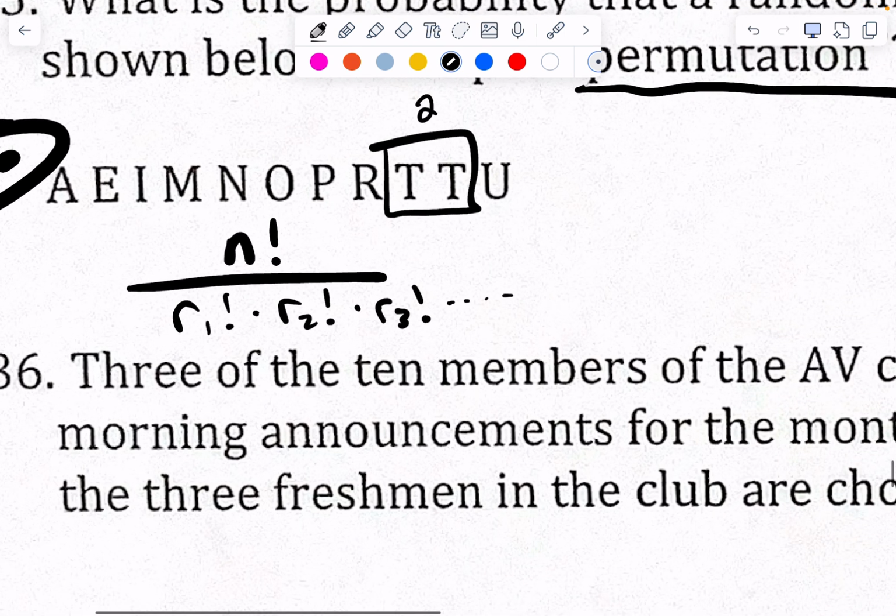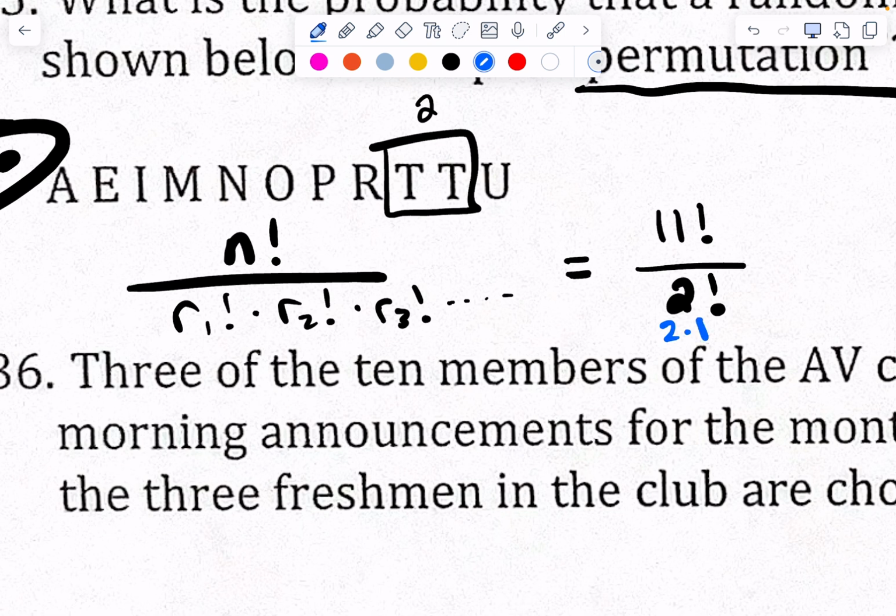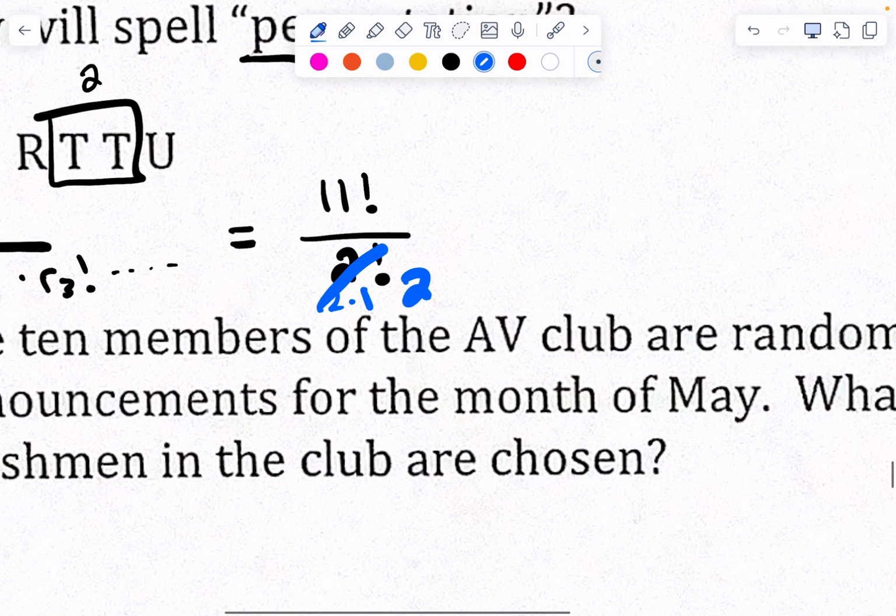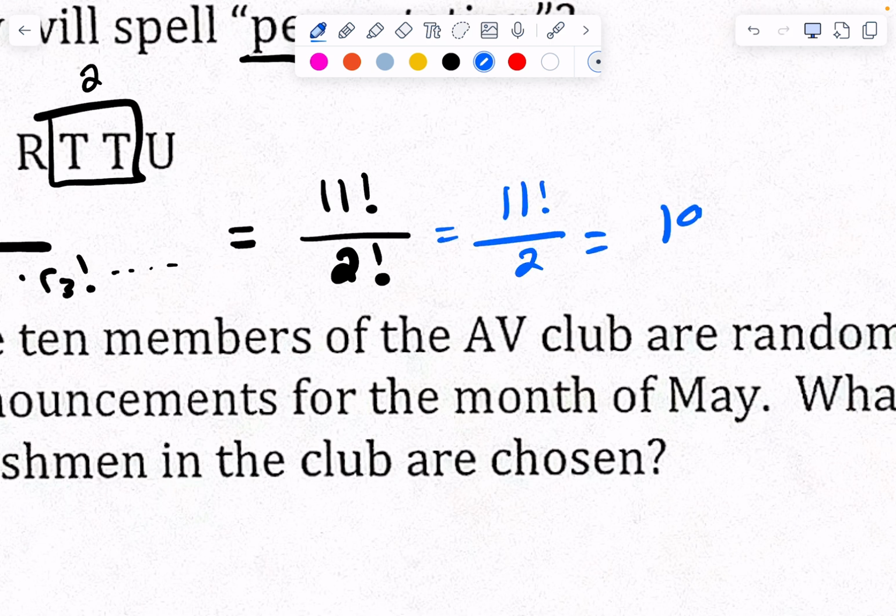So, what's N? N is 11. Is there 11 letters in permutation? In the word permutation? 1, 2, 3, 4, 5, 6, 7, 8, 9, 10, 11. Yes. And I divide by 2 factorial. What is 2 factorial, by the way? This is like 2 times 1. So if you don't want to use the factorial button because some people have to go all the way through their calculator to get it, I would just divide by 2. So 11 factorial divided by 2. Which is, oh my. 1995.